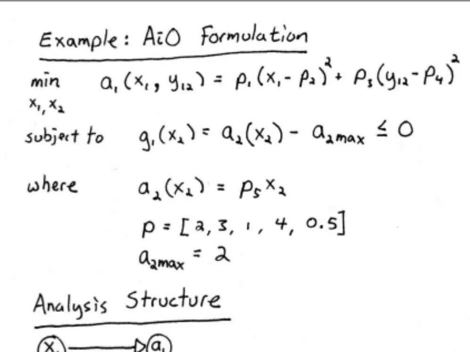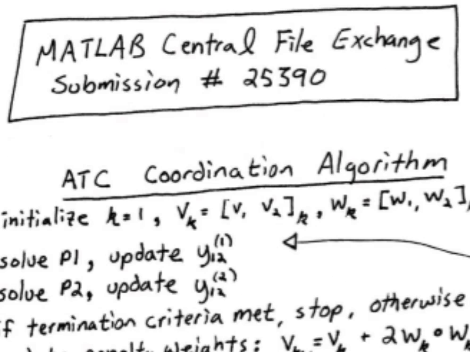Here we are using a stretch target for a1 of 0. For simplicity in the formulation, we've dropped the target of 0. This is mathematically equivalent to retaining the target in the formulation. The solution to this problem using ATC has been implemented in MATLAB and can be downloaded from the MATLAB Central File Exchange. This example is File Exchange submission number 25390.